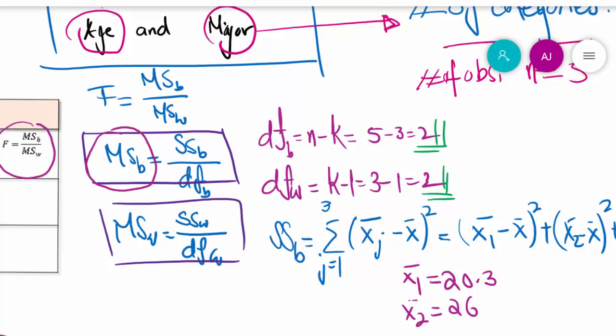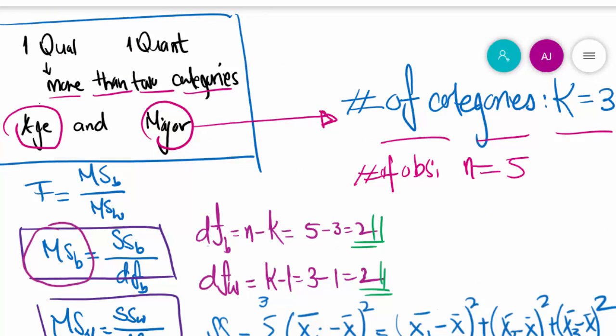Okay, let me start with degrees of freedom between and degrees of freedom within. As you can see, the degrees of freedom within is equal to n minus k. N is the number of observations, which is 5 here, and k is the number of categories in the qualitative variable, which is 3. 5 minus 3 is 2. The degrees of freedom between is k minus 1, 3 minus 1 is 2.